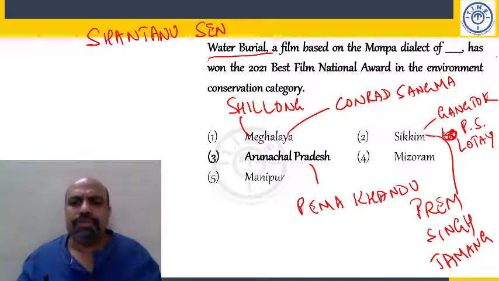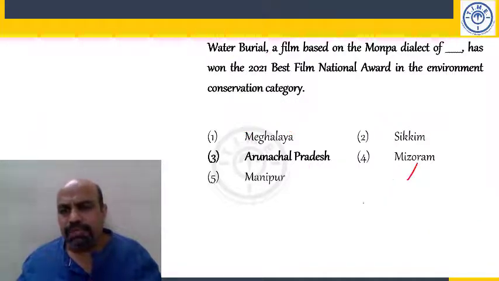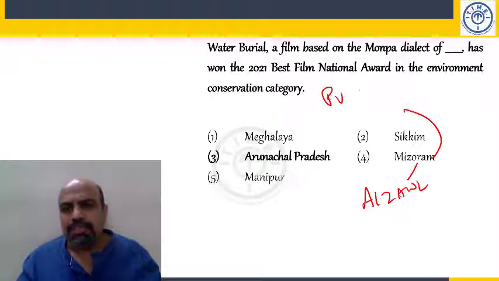I think we're done. Yeah, Mizoram. Mizoram's capital is Aizawl, isn't it? We know this, Aizawl. And the chief minister is Pu Zoram Thanga.